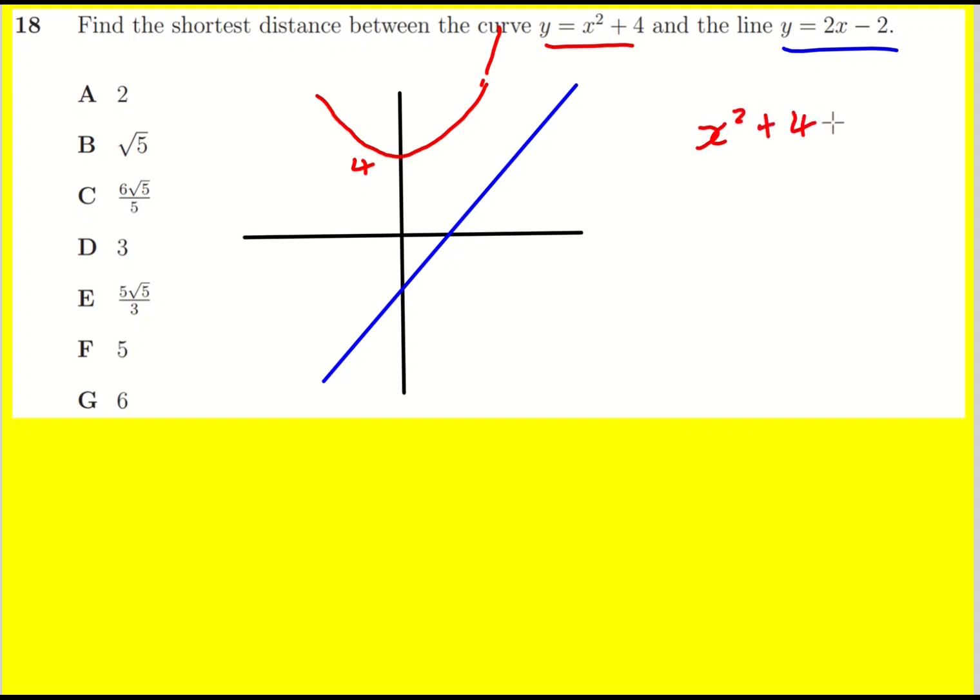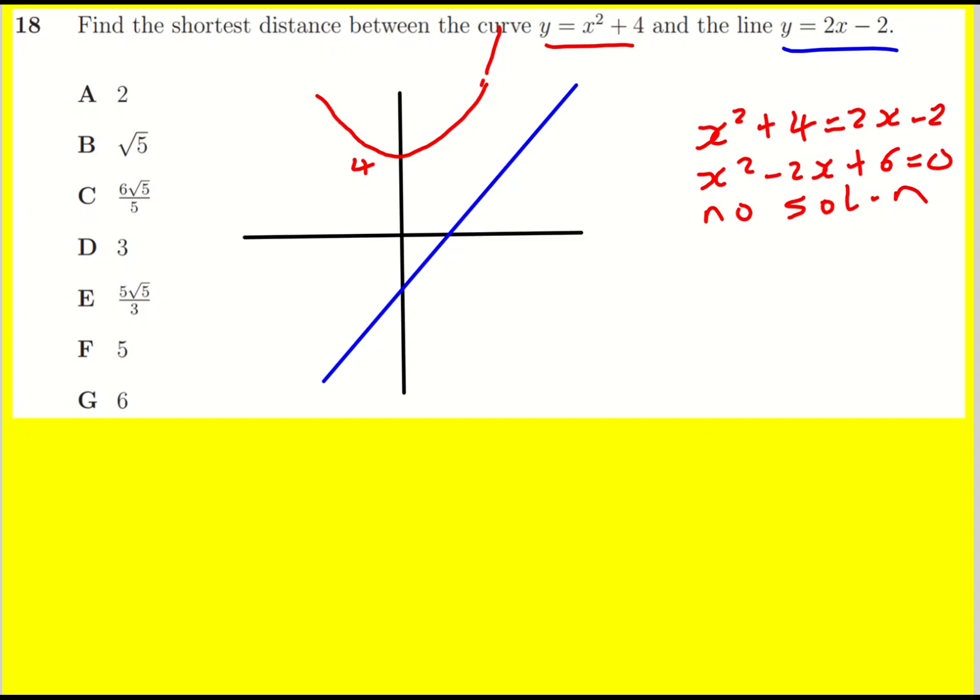x squared plus 4 equals 2x minus 2. x squared minus 2x plus 6 is 0, and you'll very quickly get a discriminant that's... you can complete the square and show there are no solutions, or show the discriminant is less than 0. And there's no 0 in the answers anyway, but it's just good to think about.